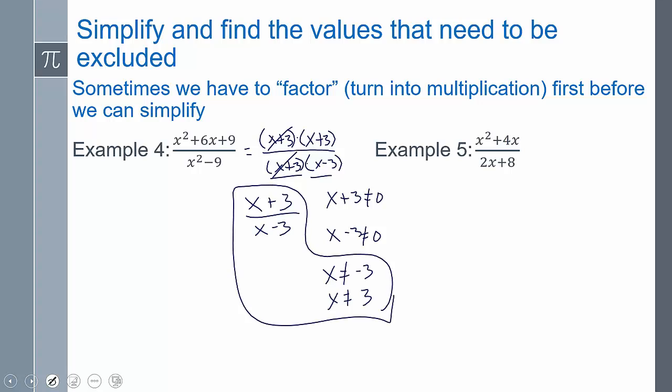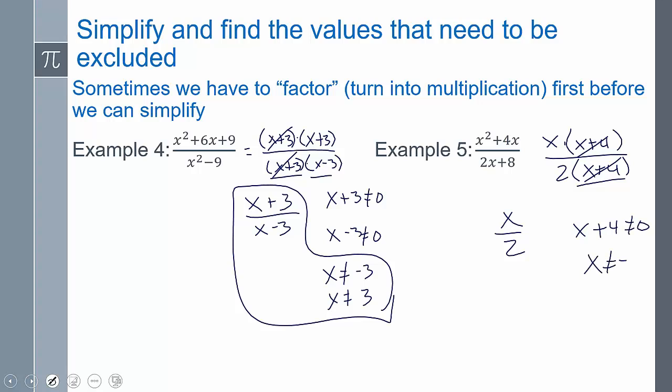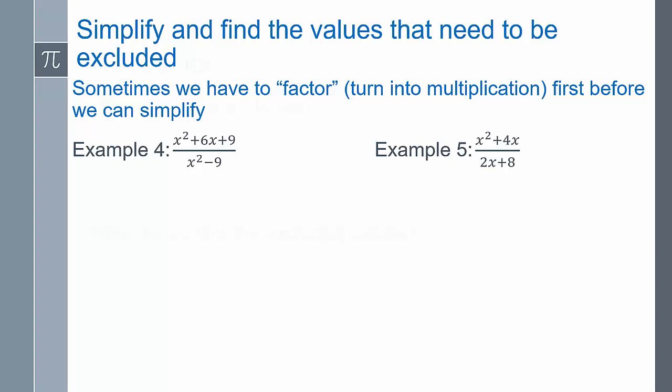That's my answer. And then for this one, there's an x in common. And then on the bottom, factor out a 2. There's a 2 in common. The x plus 4's cancel out. Now setting each, so my answer is x over 2, but now my exclusion. So I get that. So that's my answer, and there's my exclusion.